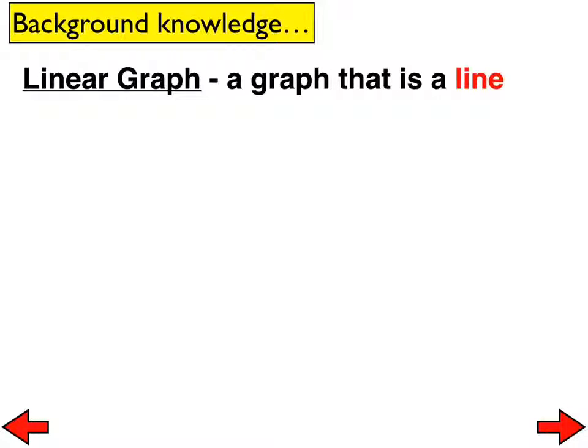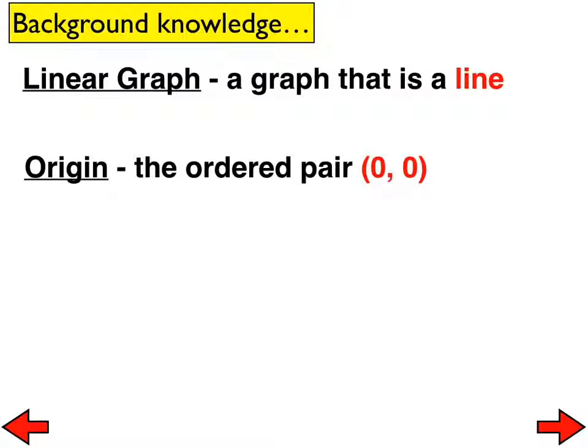Linear graph, it has to be a straight, perfect line. Fill in the blanks here. A graph that is a line. And the origin is what we call the ordered pair (0, 0) with parentheses. Those parentheses are what makes it an ordered pair. If you don't write them, it looks like just a string of numbers. Okay?